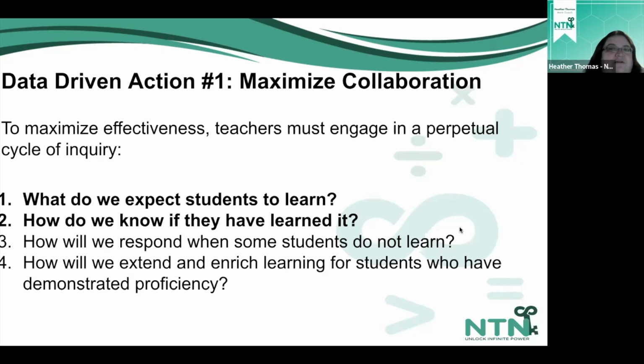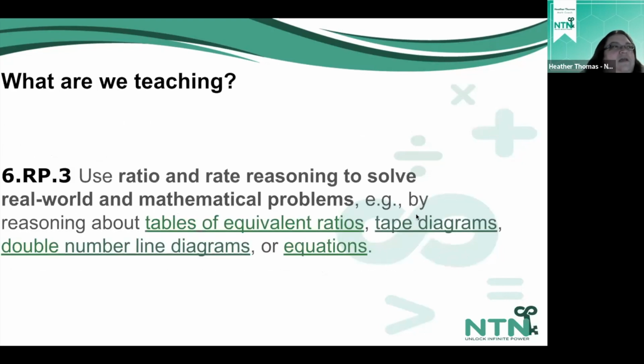So I have a sample standard on the next slide here. And on this slide, we're looking at 6.RP.3. We're going to use ratios and rate reasoning to solve real-world and mathematical problems by reasoning about tables of equivalent ratios, tape diagrams, double number line diagrams, and equations.